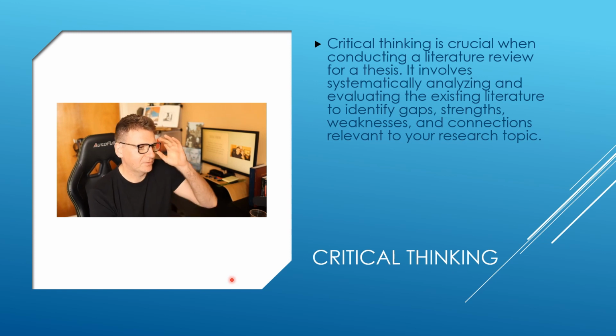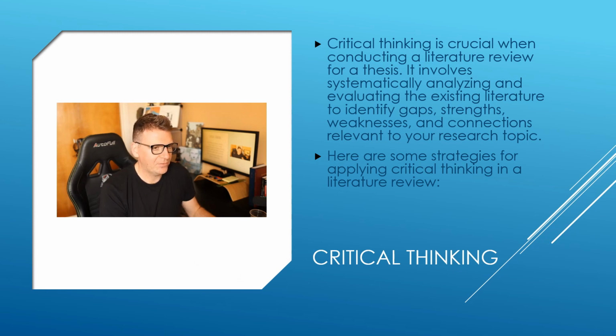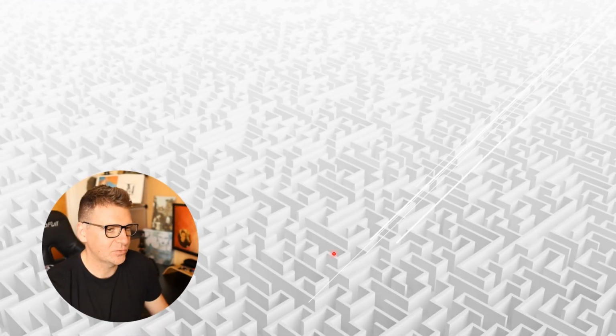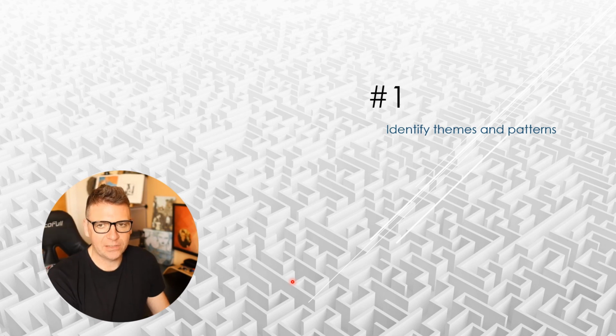Very basically, it involves systematically analyzing and evaluating the existing literature to identify gaps, strengths, weaknesses, and connections relevant to your research topic. So I have a few strategies here for applying critical thinking in a literature review. Just keep these in mind whenever you're doing your literature review. Okay, so here's number 1. Identify themes and patterns. Most people, if they're doing qualitative or mixed methods, are familiar with the concept of thematic analysis, Braun and Clarke, or IPA, or whatever type of thematic analysis you're doing.